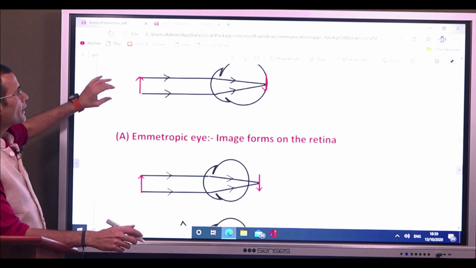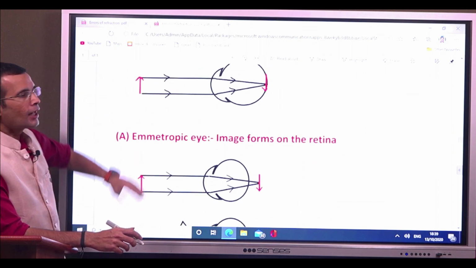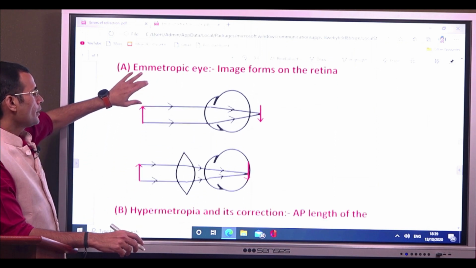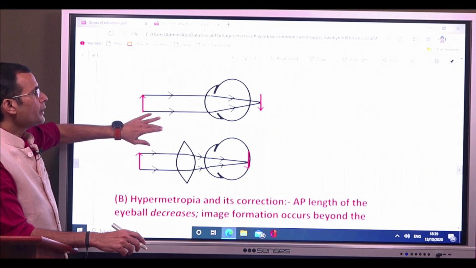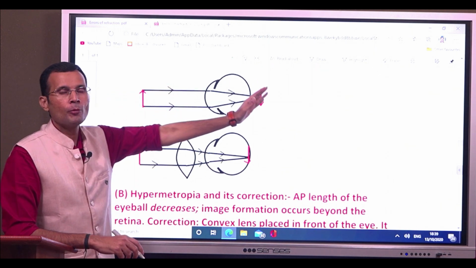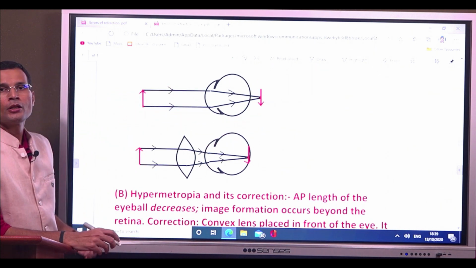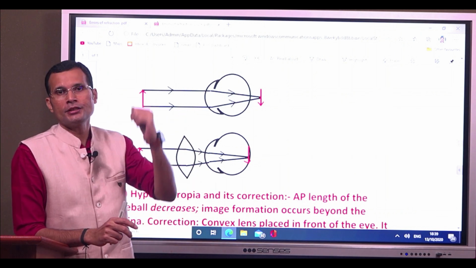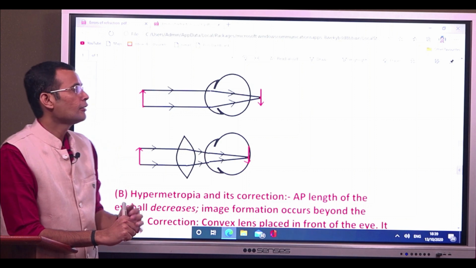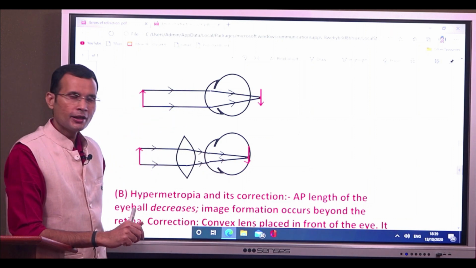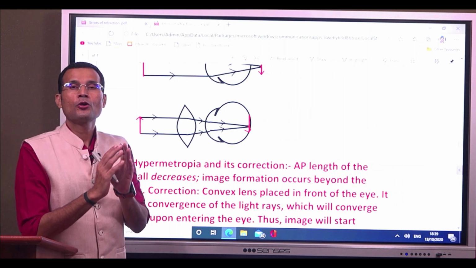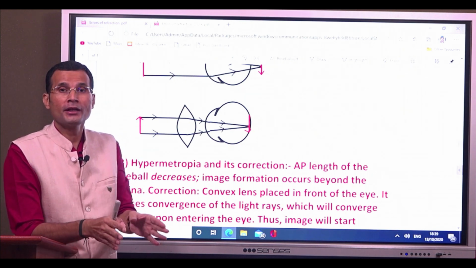Well, this is a diagrammatic representation. A normal eye where image formed on the retina, and then the hypermetropic eye, image forms behind the retina. For which objects? For the objects which are near objects. Okay, for them the image forms behind the retina, and the correction is by convex lens or plus lens.